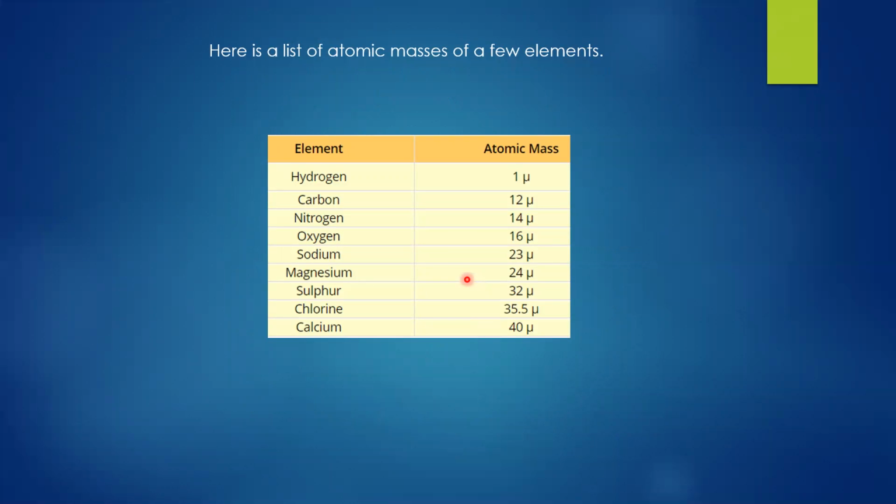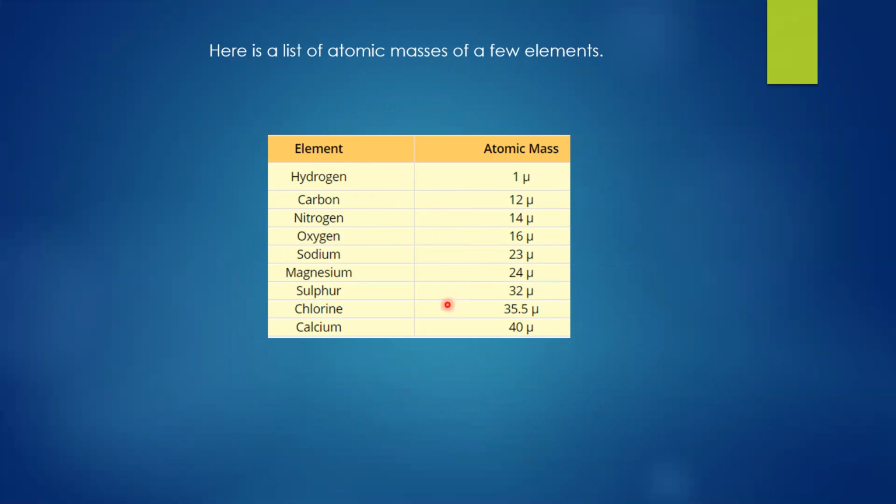Here is the list of atomic masses of a few elements. Hydrogen 1 unit, carbon 12, nitrogen 14. More or less, if you double the number of protons, you will get the atomic mass. Or we can say if you double the atomic number, you will get the atomic mass.